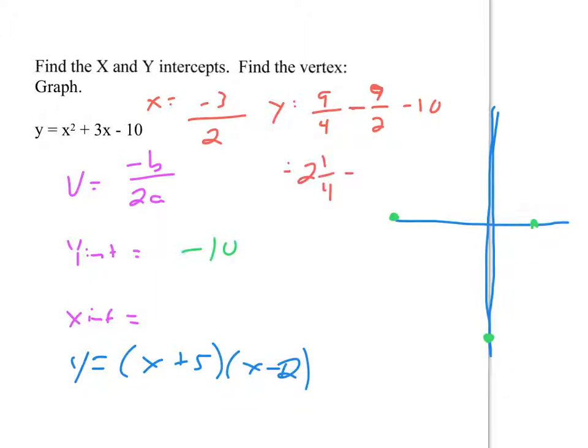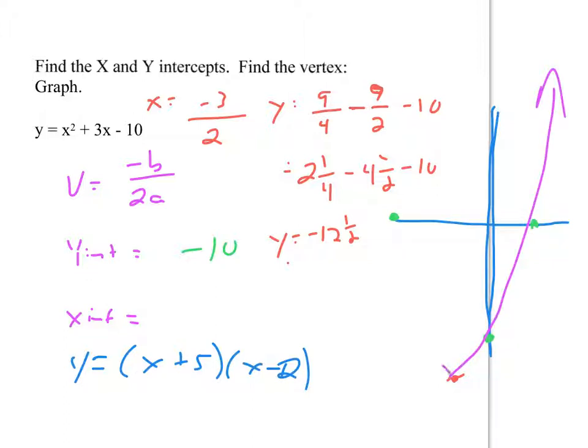Minus 9 halves is 4 1/2. Minus 10. 2 1/4 minus 4 1/2 is negative 2 1/2, minus 10, so that's negative 12 1/2. So our y is negative 12 1/2. So we have a vertex at negative 3 halves, negative 12 1/2. Down here, our parabola is going to look something like, I'll do it in purple, this.